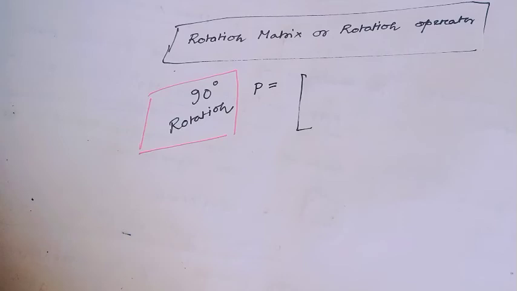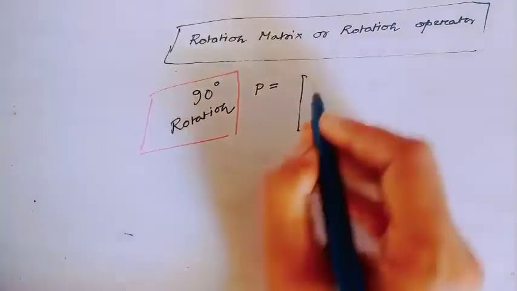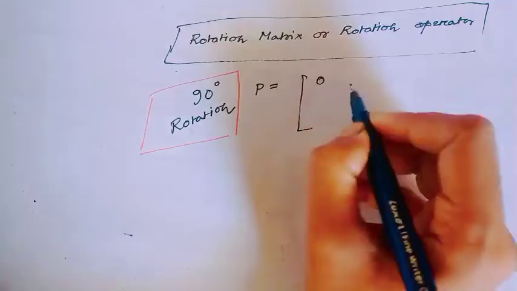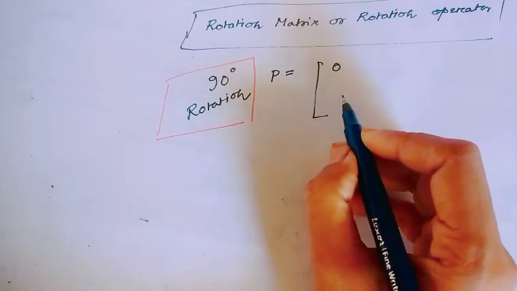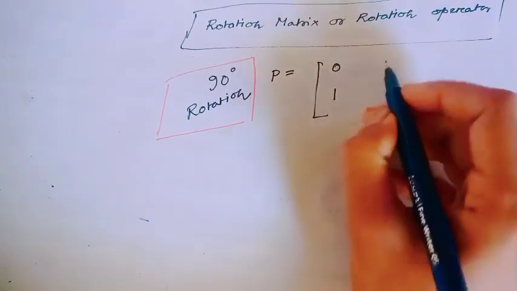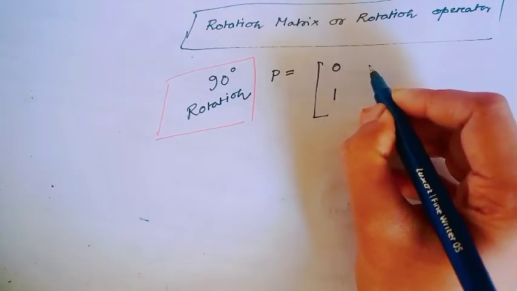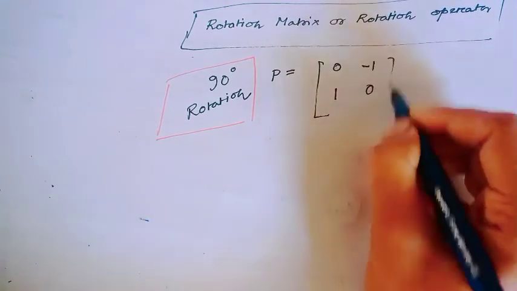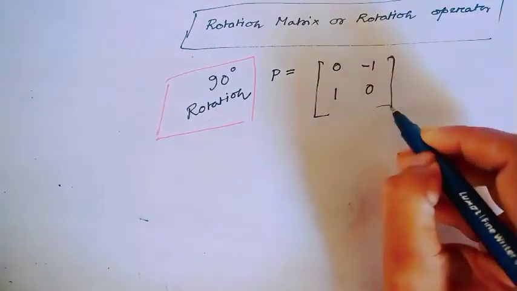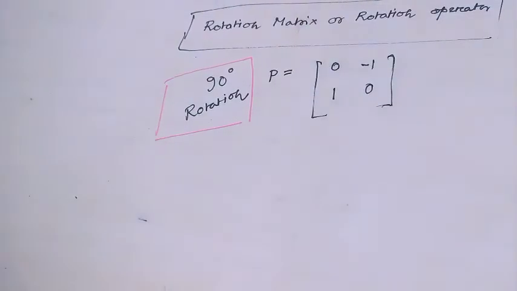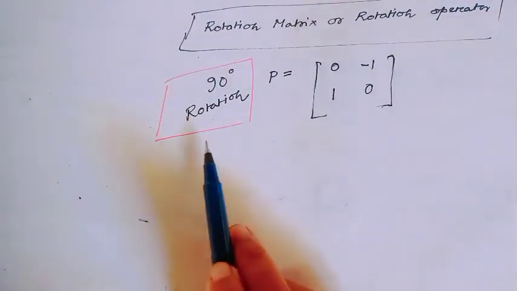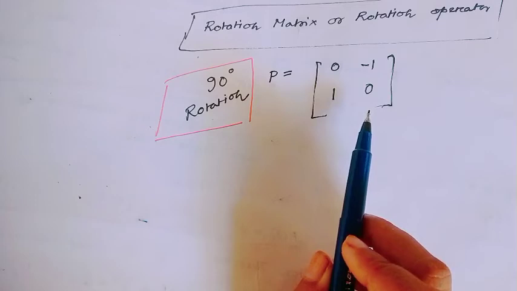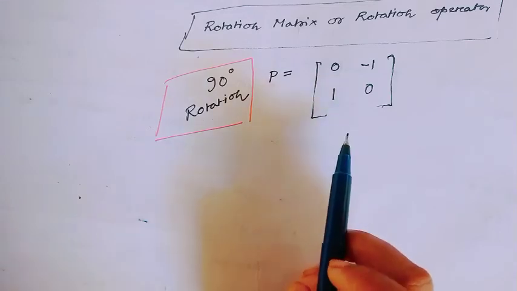Let's consider a 90-degree rotation. Here, all vectors are rotated by 90 degrees. At first, notice 90-degree rotation means cosine of 90 degrees is 0, sine of 90 degrees is 1, minus sine of 90 degrees is minus 1, and cosine of 90 degrees is 0. Notice this matrix. Here I have considered 90-degree rotation. That means here every vector rotates 90 degrees.